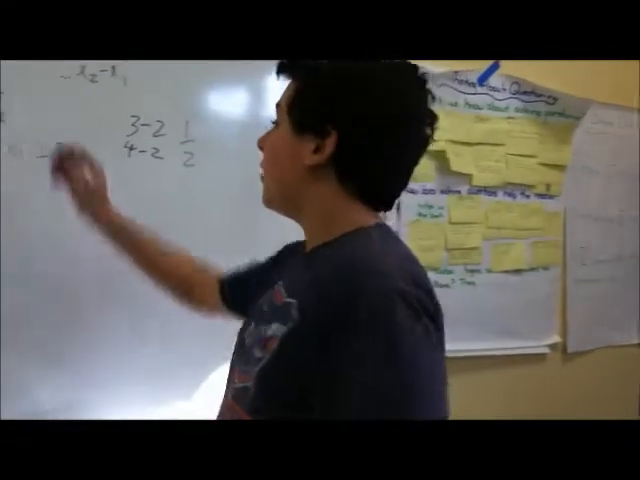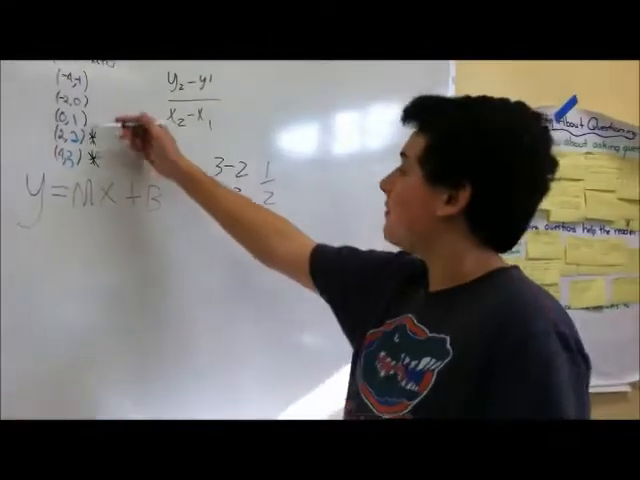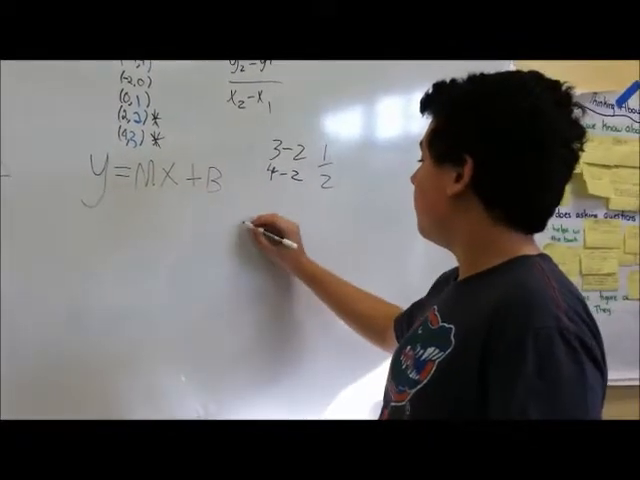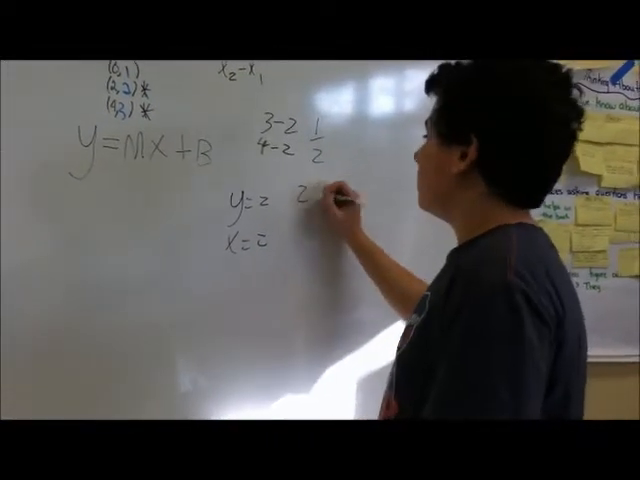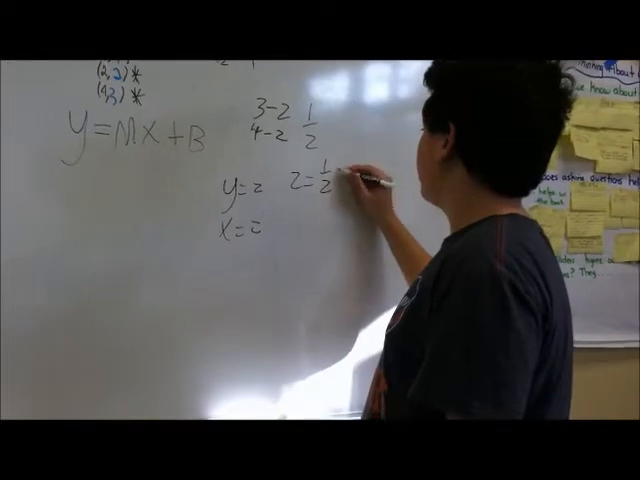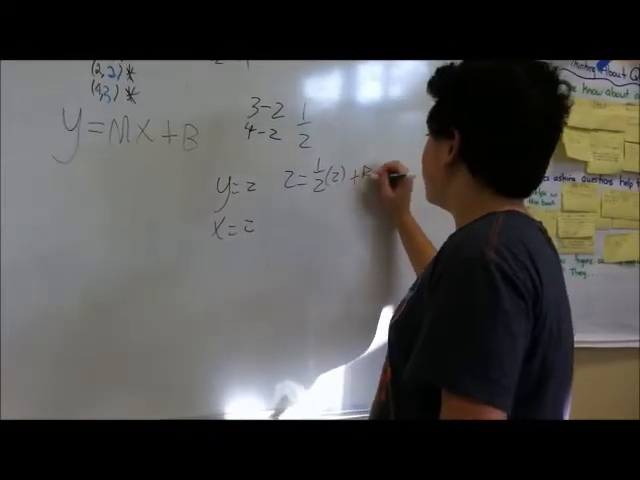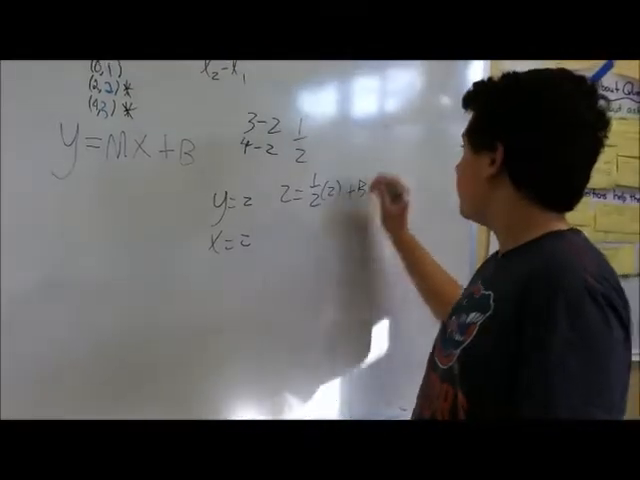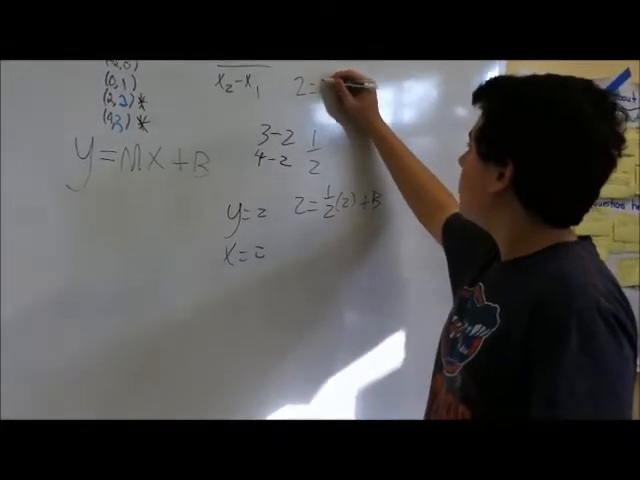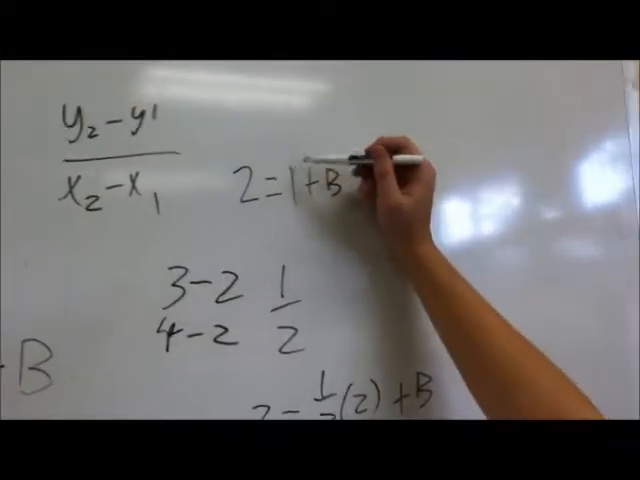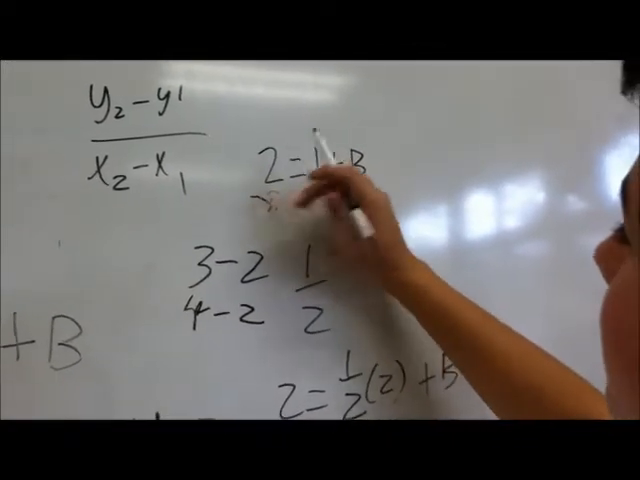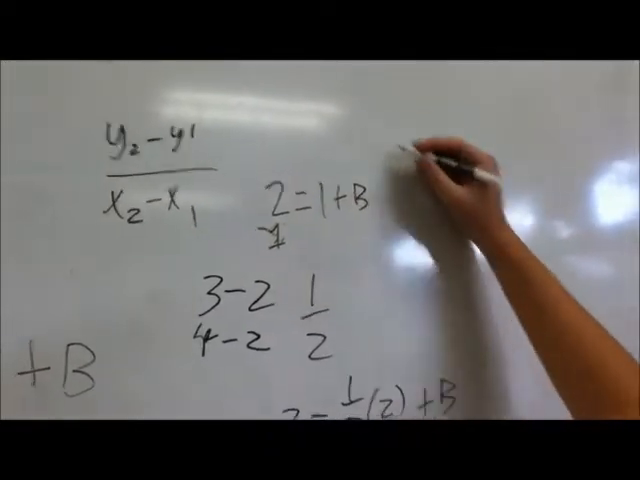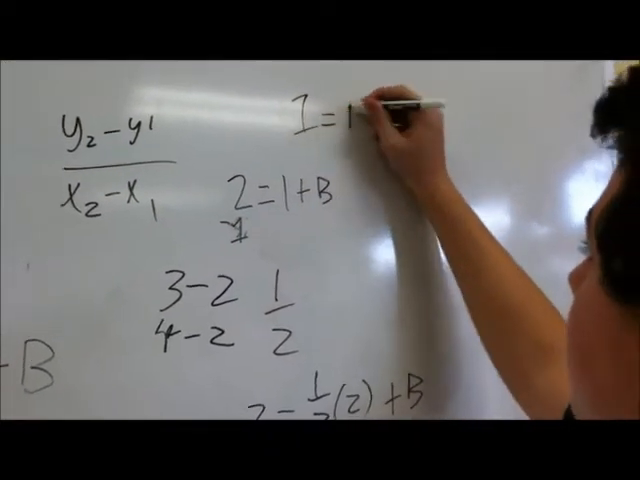Now then, I'm going to pick the point 2, 2, since it's pretty even. So for that, I have to plug in y equals 2 and x equals 2. So 2 equals 1/2 times 2 plus b. So 1/2 of 2 is only 1. So we're going to have 2 equals 1 plus b. Pretty simple. Now all we need to do is subtract the 1 from the 2. So it's 2 minus 1, and we get 1 equals b.